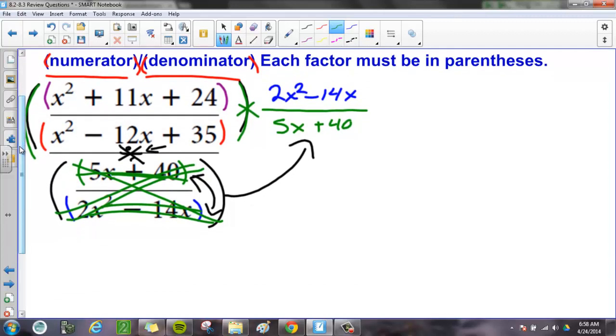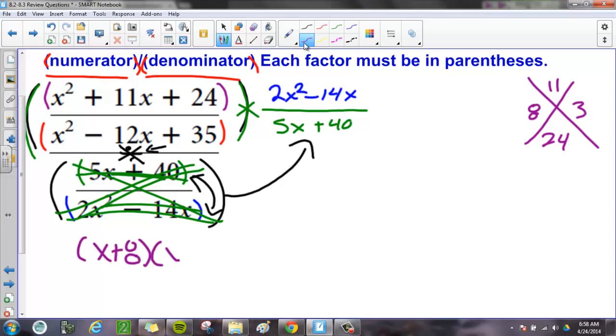Okay, so let's start by factoring this. I'm going to start on the purple one over here. I'll make my x on the right side. So I have x squared. We got 24 and 11. So what makes 24 and 11? 8 and 3. Yeah, 8 and 3. So this purple section right here turns to x plus 8, x plus 3. There. Okay.